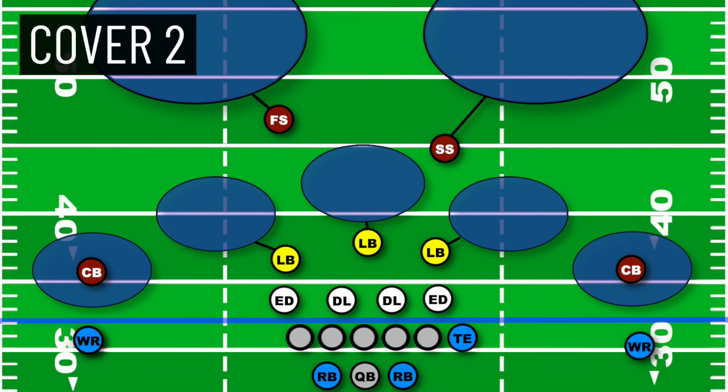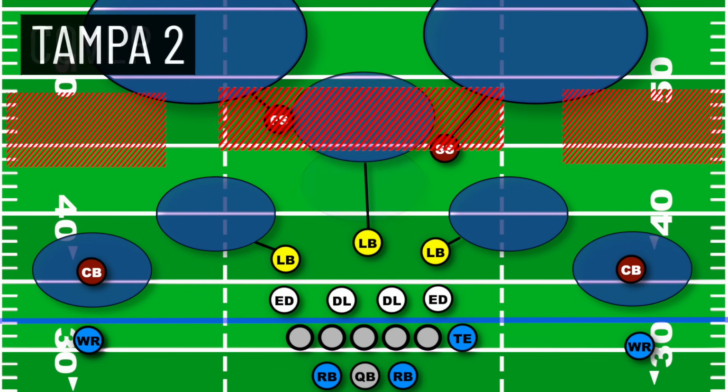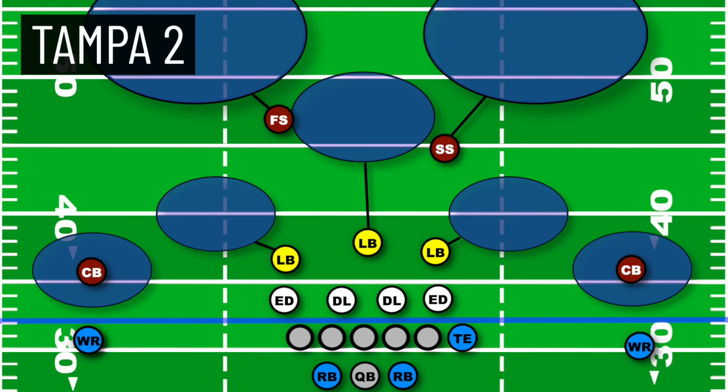The soft spots of cover 2 are the void behind the linebackers and between the safeties, and the deep sidelines behind the corners. Tampa 2 is designed to alleviate those weaknesses by bringing the Mike into the middle void, which in turn allows the safeties to cheat over to the sidelines.